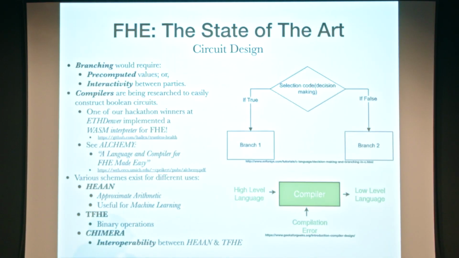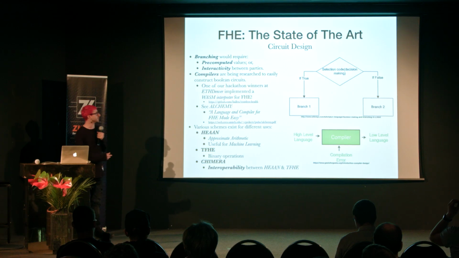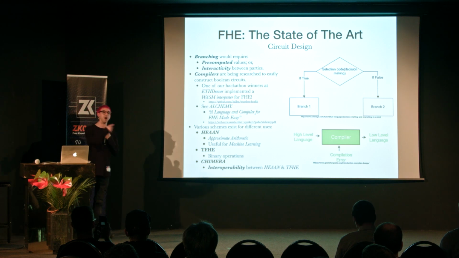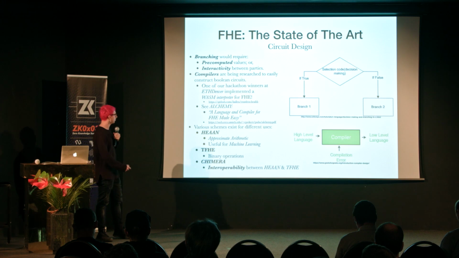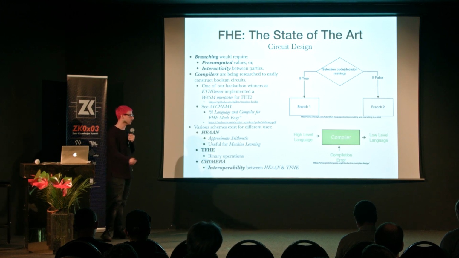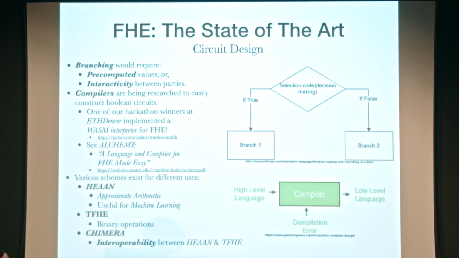Various schemes exist for different uses. So if you want a different type of circuit from, say, binary logic gates, then you can also use something like HEAAN, which is great for machine learning. It uses approximate arithmetic, which I'll basically describe as: say you don't need an exact answer to some mathematical operation, you just need something near it, approximate to it, so that you can perform some operation like machine learning or neural networking, right?